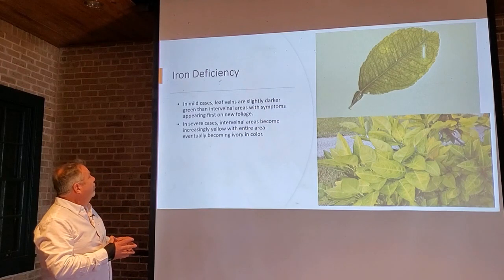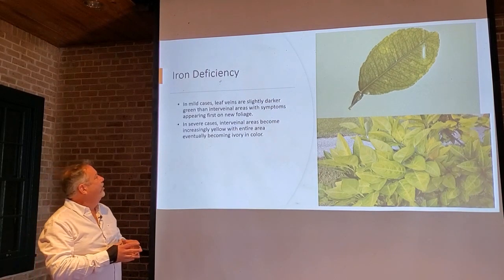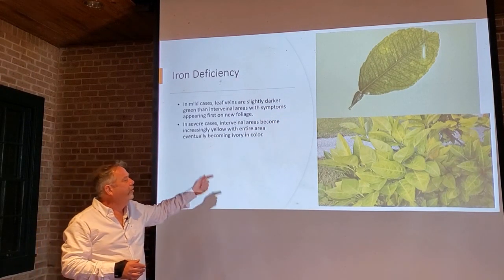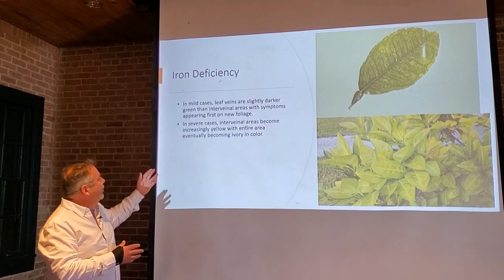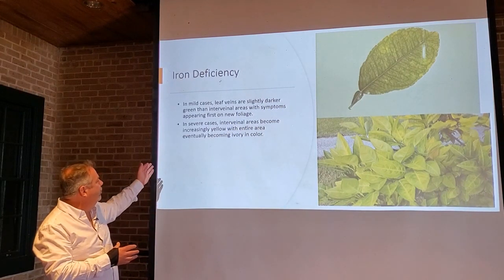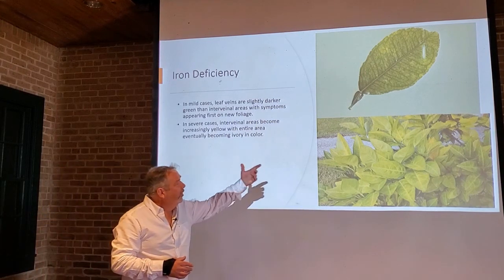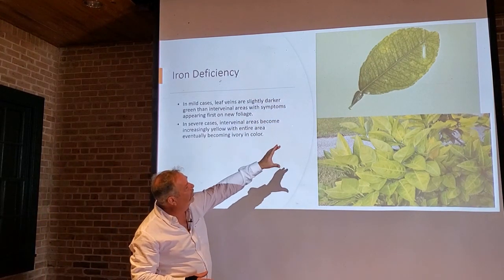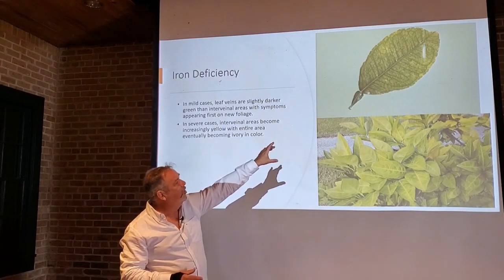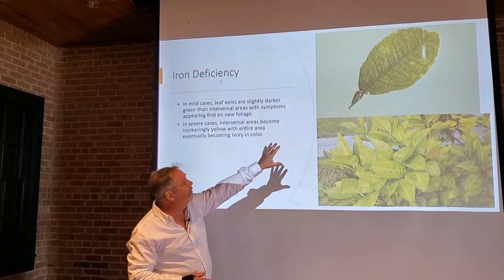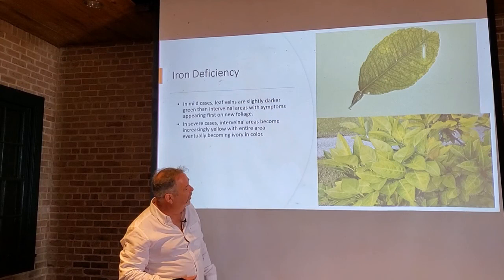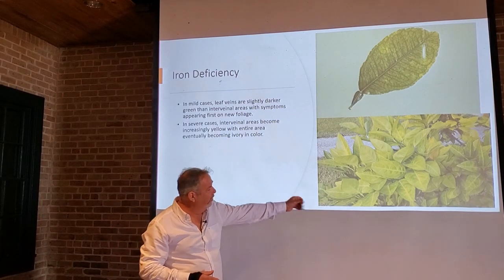Iron deficiency. In mild cases, leaf veins are slightly darker green than the interveinal areas, with symptoms appearing first on new foliage. In severe cases, the interveinal areas become increasingly yellow, with the entire area eventually becoming ivory in color. So as it progresses, you can see, again like the zinc, the green between the veins is not as uniformly distributed, and eventually you'll get a completely washed out, fading out of the color here.